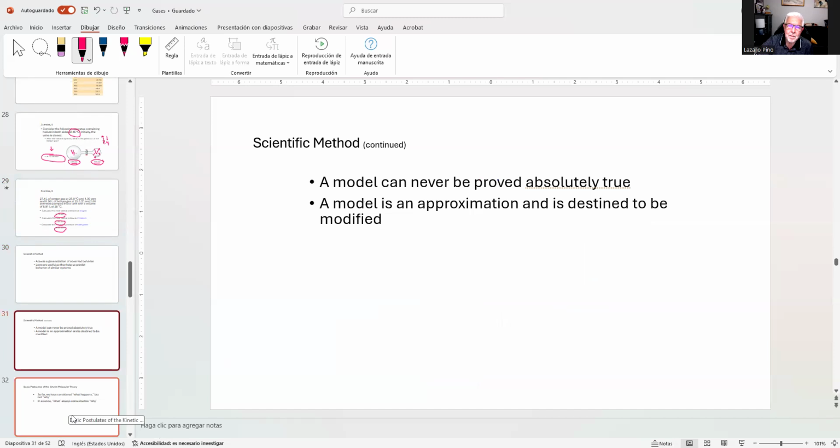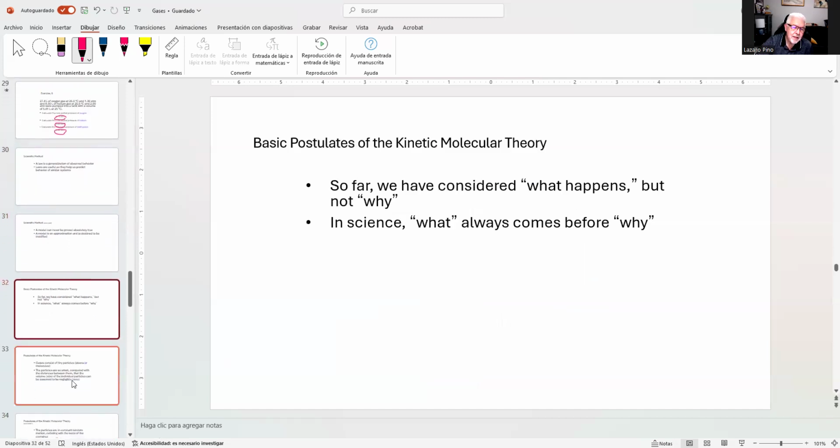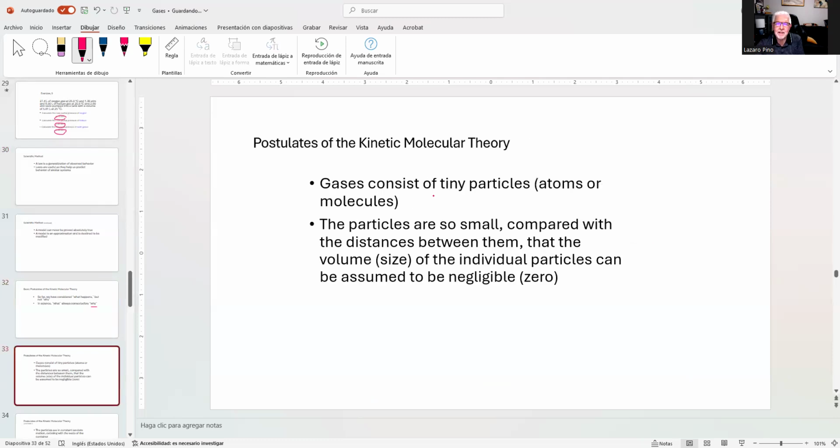Here you have the scientific method that we studied before. We have the kinetic molecular theory. Let's stop here. So far, we consider what happens, but not why. In science, what always comes before why. Gases consist of tiny particles that can be atoms or molecules. So remember that sometimes the atoms, in order to be stable, make molecules.